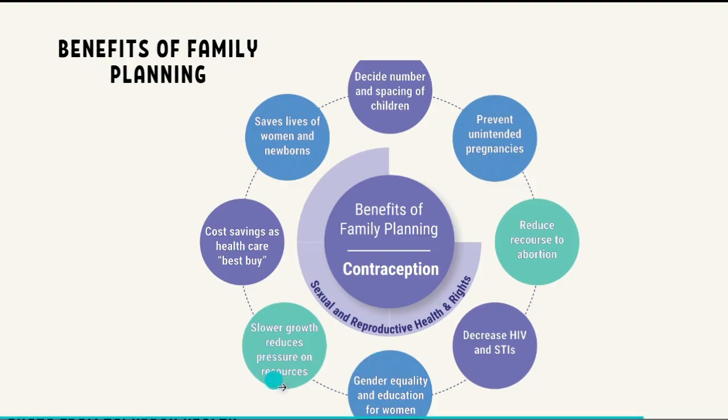And then slower growth reduces pressure on resources. So basically, once you do family planning, you're able to plan a lot more. For example, if you know you can't take care of 5 babies, it means you're not going to have 5 babies, right? That's basically what it means.